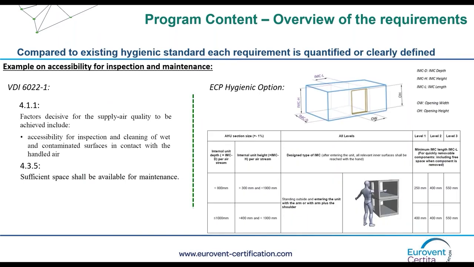I provide an example of this. You have in the VDI some requirements regarding the inspection and maintenance. We can see that they say that accessibility for inspection and cleaning of wet and contaminated surfaces in contact with the handled air, sufficient space shall be available for maintenance. So this is a requirement. This is very good, but how do we define that sufficient space is available for maintenance? As we have seen in the previous presentation, there are very specific criteria defining minimum length of the openings to allow somebody to clean the inner surfaces of the units. So according to the level that you want to reach, this reference document defines this minimum length, and it is possible to know for sure if a unit complies with the different levels or not.